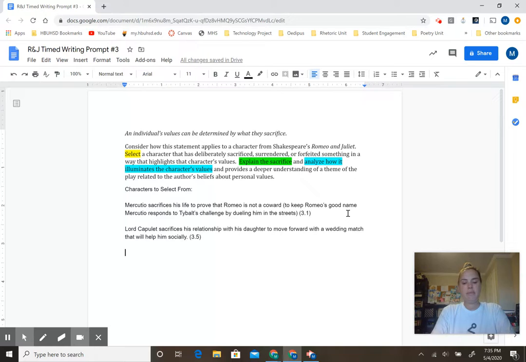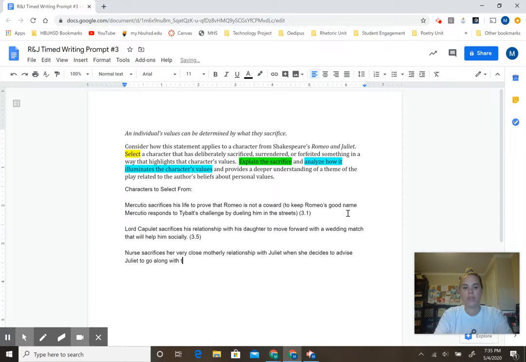Similarly, I mean, this is kind of the same argument, but the nurse sacrifices her very close motherly relationship with Juliet when she decides to advise Juliet to go along with the marriage her family has arranged.